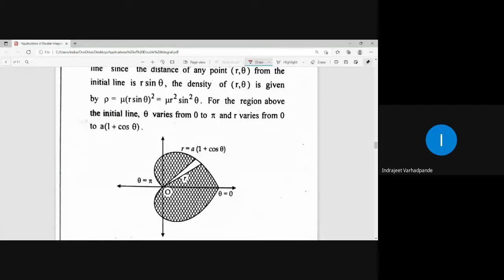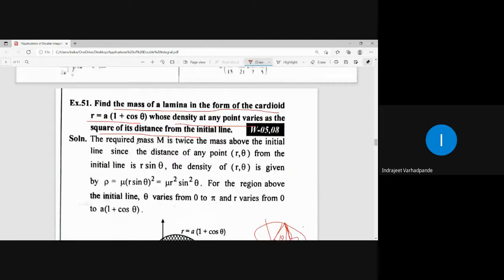The cardioid is done, now the square of its distance from the initial line. Suppose this is the cardioid, and this is the distance from the initial line. All of you know that distance is always the perpendicular value, and if I take it from this particular origin, and if this is theta, opposite upon hypotenuse is nothing but your sine, and adjacent upon hypotenuse is nothing but your cos. So this is particularly the distance from the pole, and we have to take the square of its distance, right? So the required mass is twice the mass above the initial line.